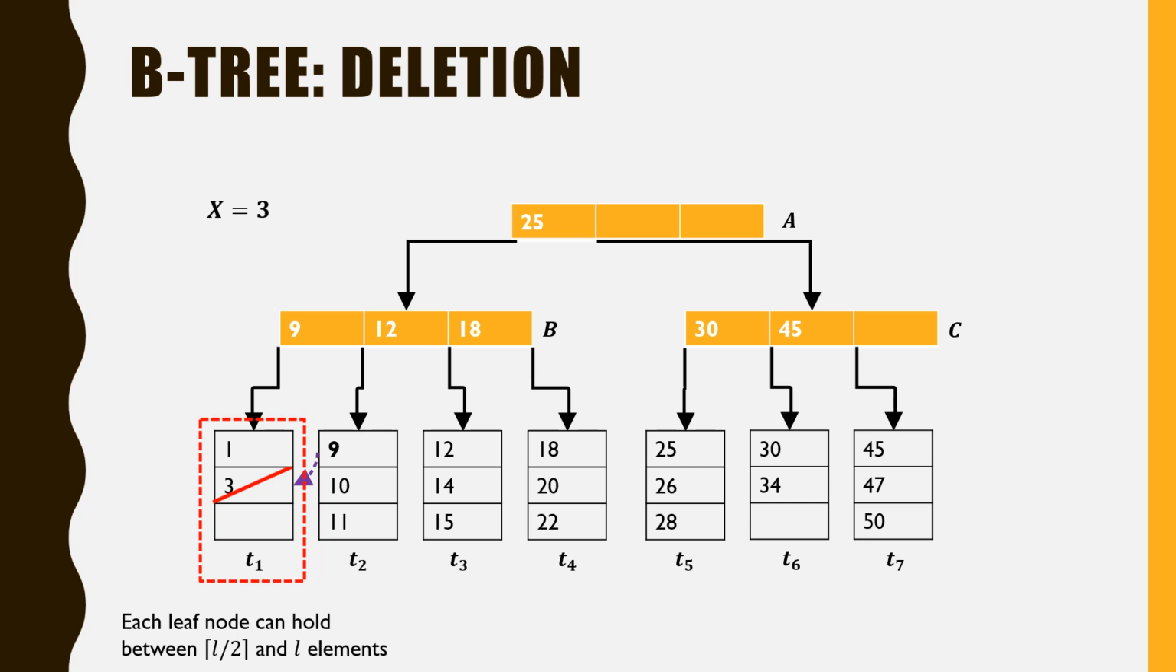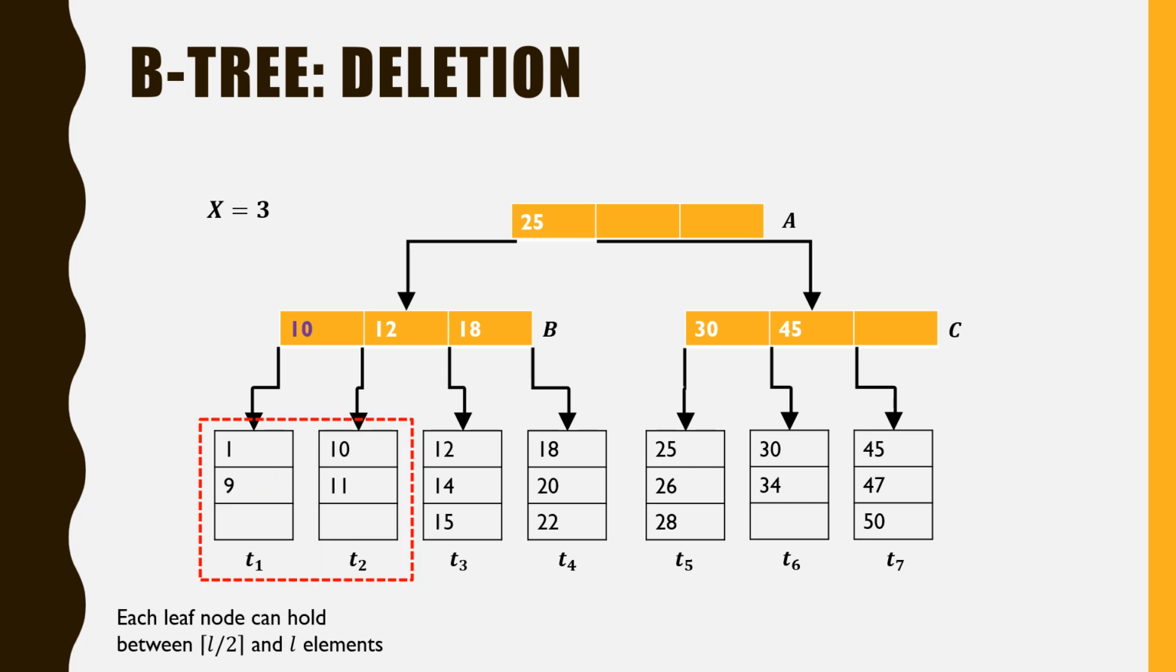When borrowing from the left neighbor, we take the largest element. On the other hand, when borrowing from the right neighbor, we take the smallest element. In our example, T1 can borrow data element 9 from its neighbor T2. This adjustment ensures that both leaf nodes comply with the B-tree property.